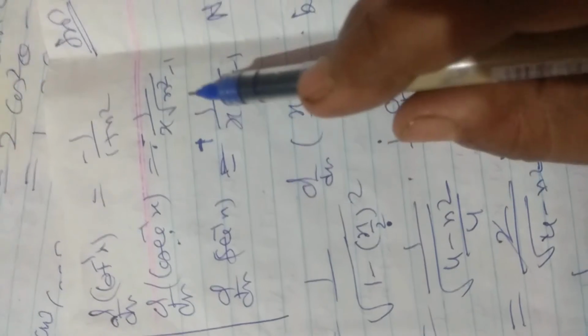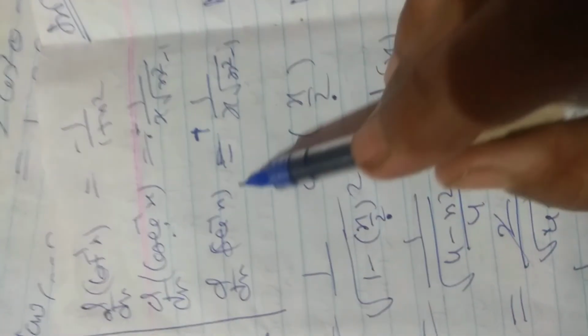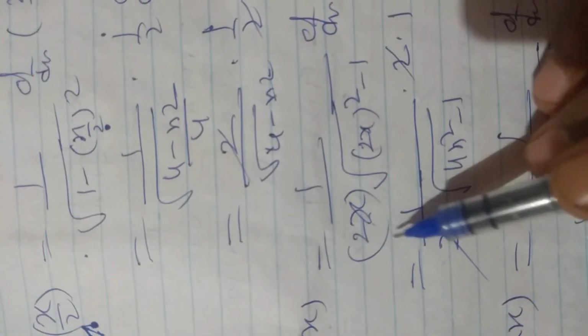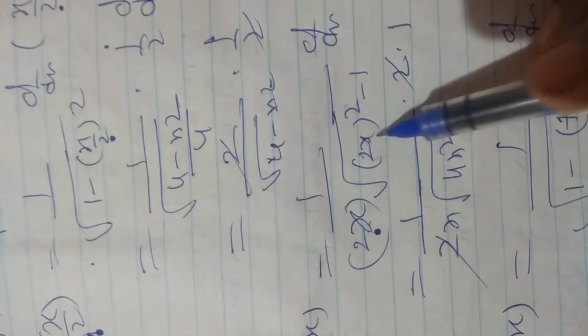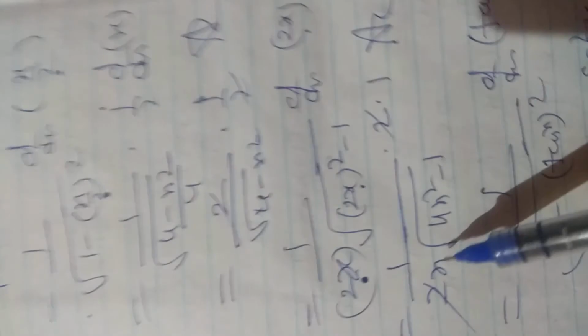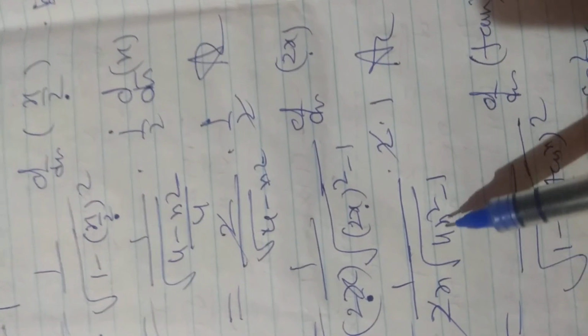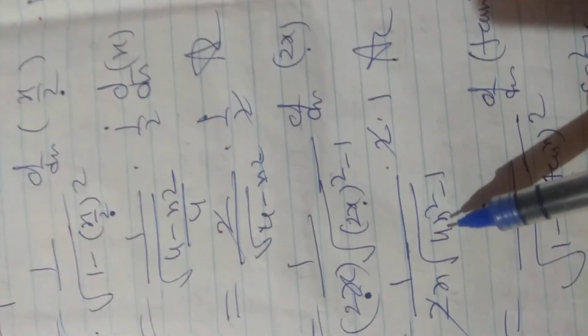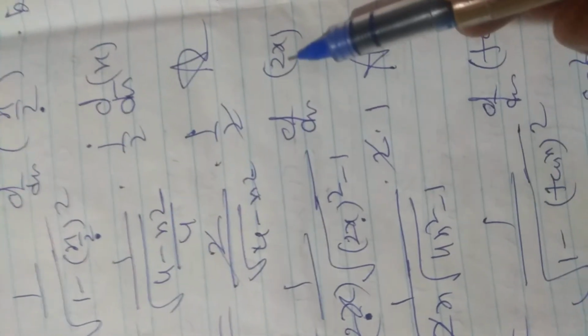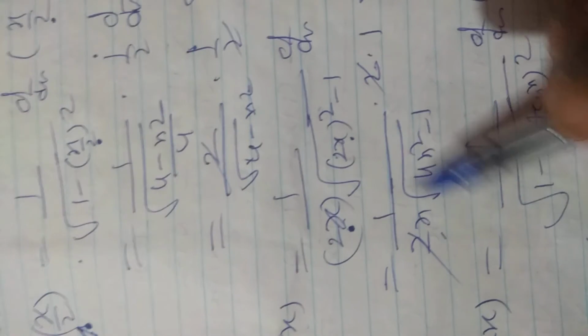Now the next example: dy/dx of sec inverse 2x. We know that the derivative of sec inverse x is 1 upon x root of x square minus 1. In place of x we have 2x. So that is the chain rule: we use the same formula with x replaced by 2x. So 1 upon 2x root of 4x square minus 1, that is the square of 2x, and 2 comes out of the derivative, and the derivative of x is 1. The 2s cancel, and that is the final answer.